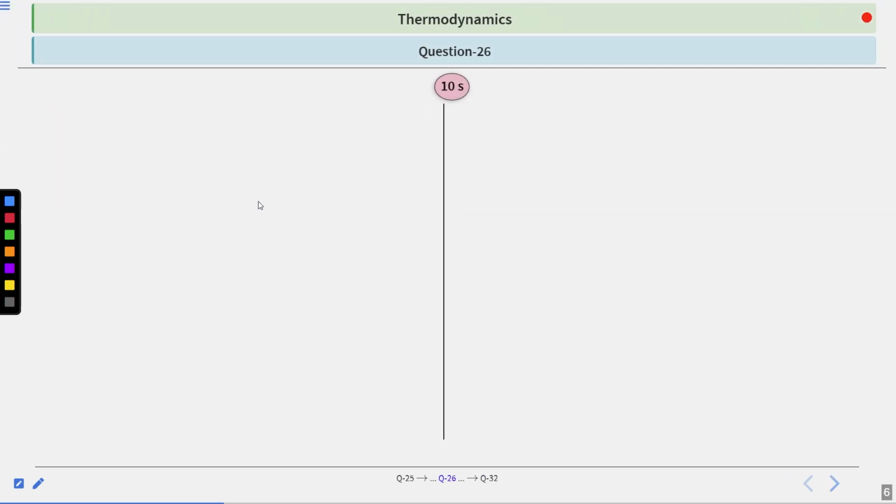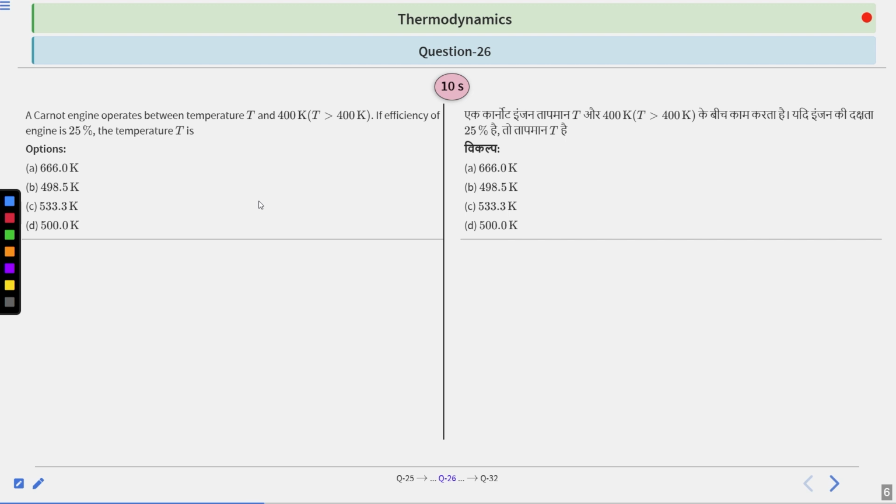Question number 27. Question number 27 says that a Carnot engine operates between temperature T and 400, where T is greater than 400. If the efficiency of the engine is 25%, the temperature T is. Your options are A 666.0 Kelvin, B 498.5 Kelvin, C 533.3 Kelvin, and D 500.0 Kelvin.